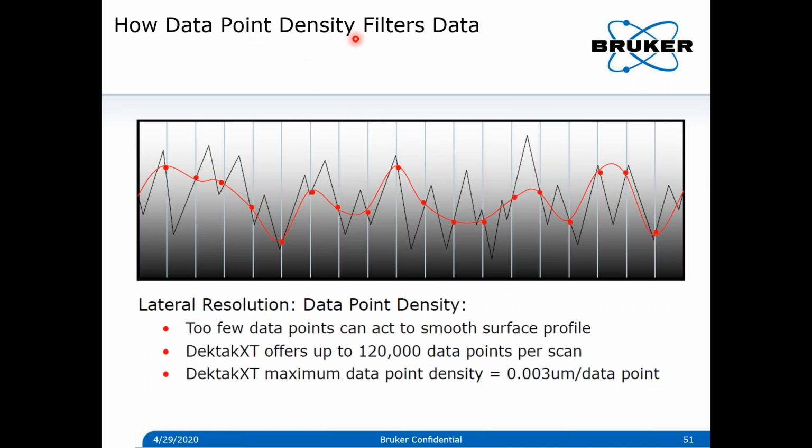Now, how the data void density filters the data. Let's say this is the profile and you don't define enough numbers over here. Then there is a chance that you will end up with a kind of filtration. As you see over here, this is going to be the data, but since you undersampled it, you will end up with a different profile. So you need to make sure that you have selected enough data points for the surface profile measurement.